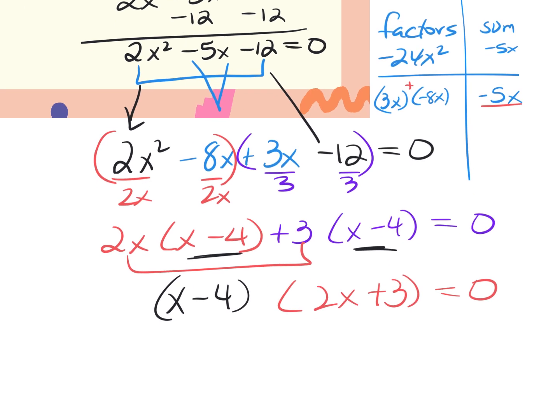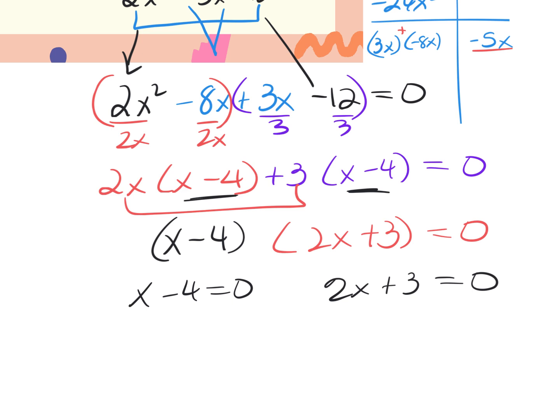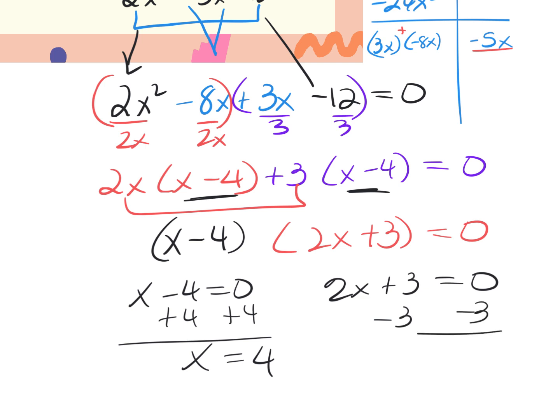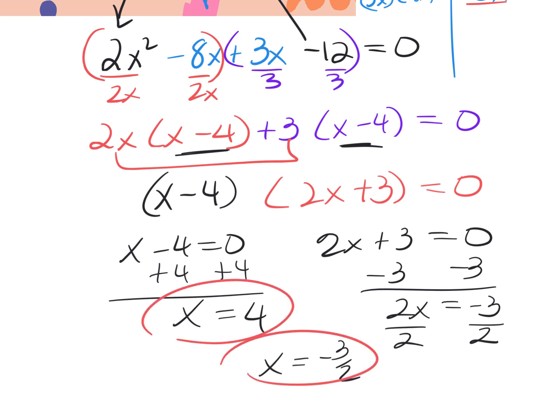So now I have to take both of my binomials, set them equal to 0. 2x plus 3 equals 0. And this is going to have two answers. So add 4. X equals +4. And then subtract 3. Divide by 2. And the other answer is x equals -3/2. So you'll have two solutions here.